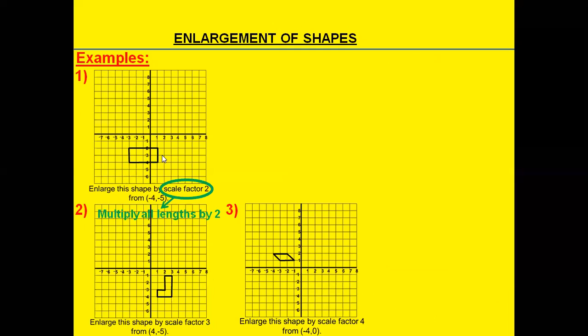You have this rectangle, okay? And they tell you enlarge this shape by a scale factor of 2 from -4, -5. So this is your center. So we need to look at the grid paper, find the point -4, -5. This is -4 with -5 is here. So you plot it.